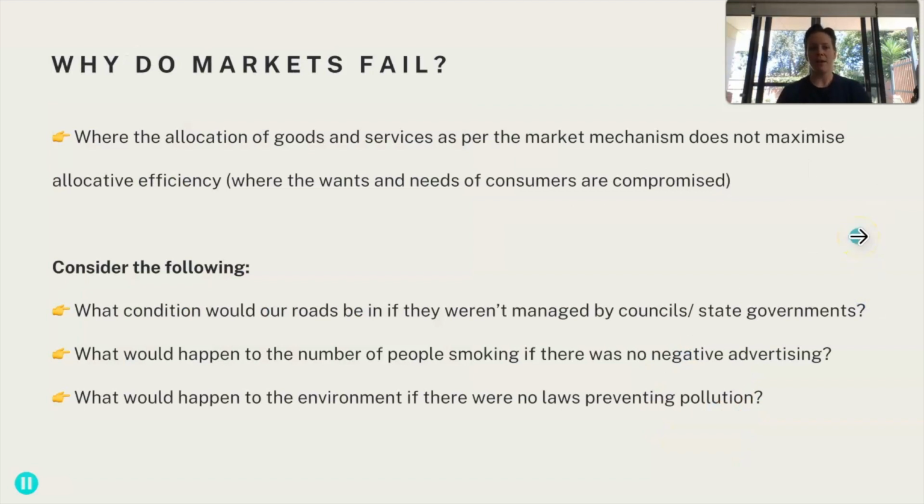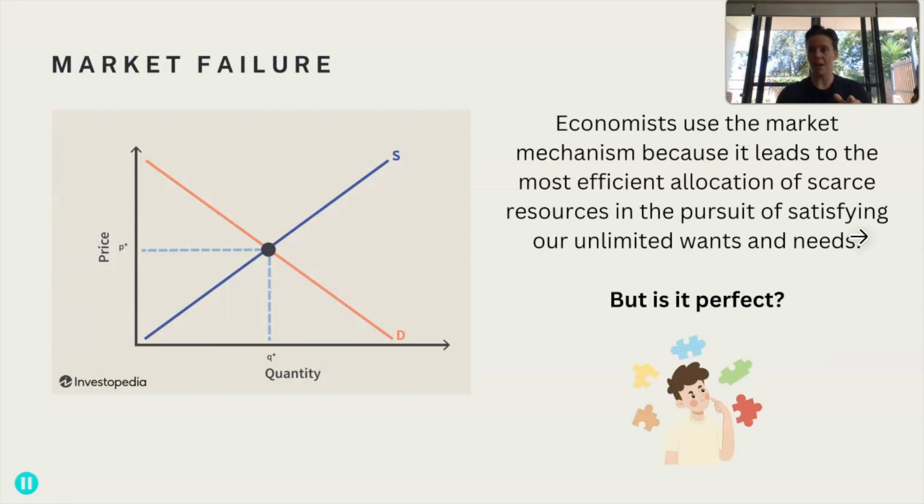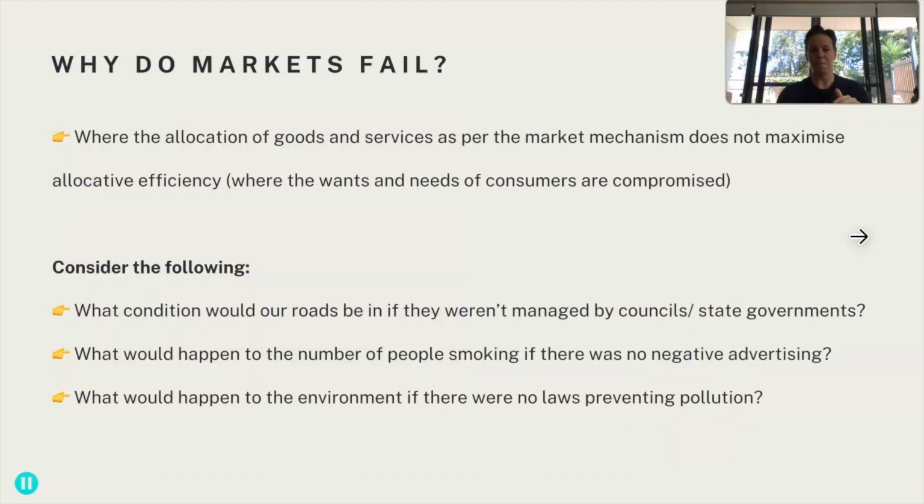So why do markets fail? They fail where the allocation of goods and services as per the market mechanism does not maximise allocative efficiency. So I'm talking about where the wants and needs of the consumer are compromised, okay? And it happens all the time. So we're talking about a situation where there's no government intervention. Think of this hypothetical world, the governments are so involved in our lives it's kind of hard to separate them. But assume that when we're talking about this particular market here, there is no government intervention, okay?